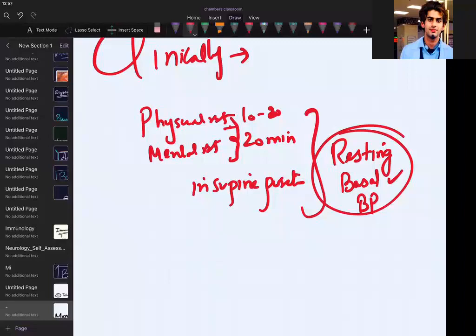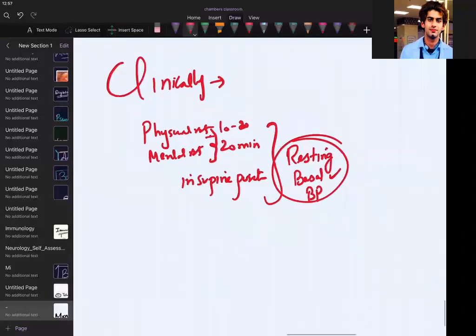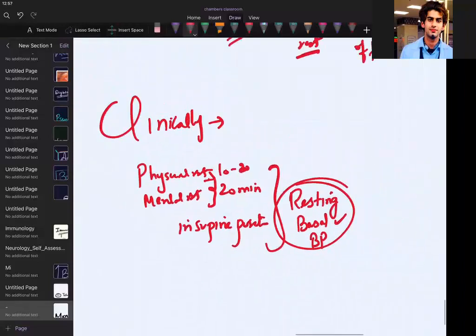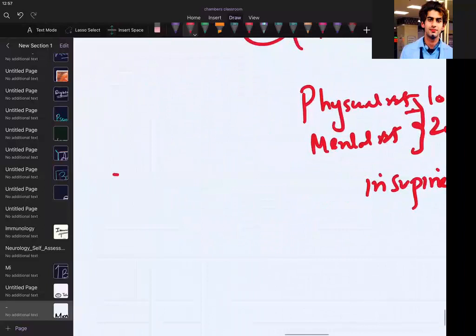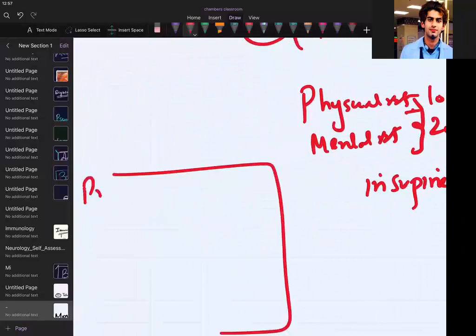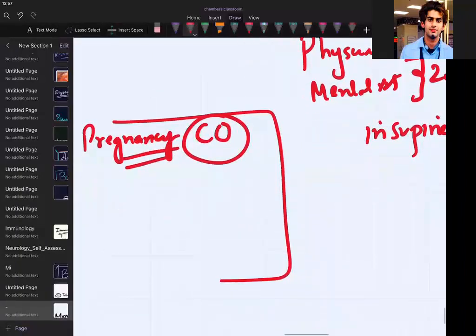Now I go to the regulation of BP. This was all the background which I had to tell you. Important. By the way, what is the pregnancy state in the cardiac output? I want to just add one line for you. In the pregnancy state, what is the cardiac output status? Cardiac output increases in pregnancy because of increased blood volume.